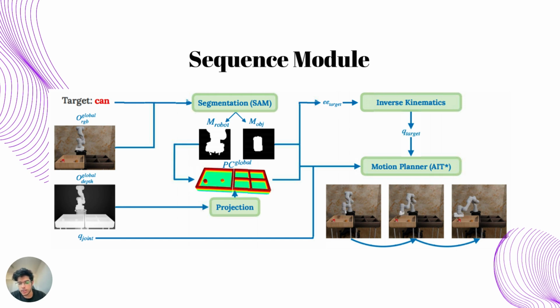Motion planning then uses the target pose which is estimated to compute a collision-free path for the robot to reach the target from its current configuration. The motion planning is performed using sampling-based planner AIT star, which ensures efficient path finding by checking for collisions with objects in the scene.